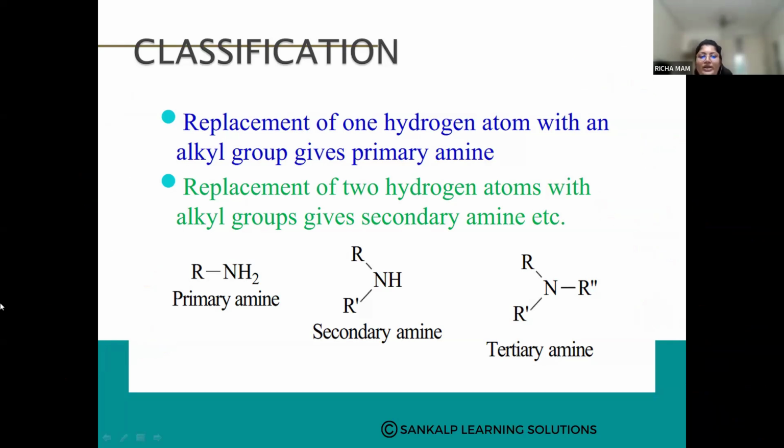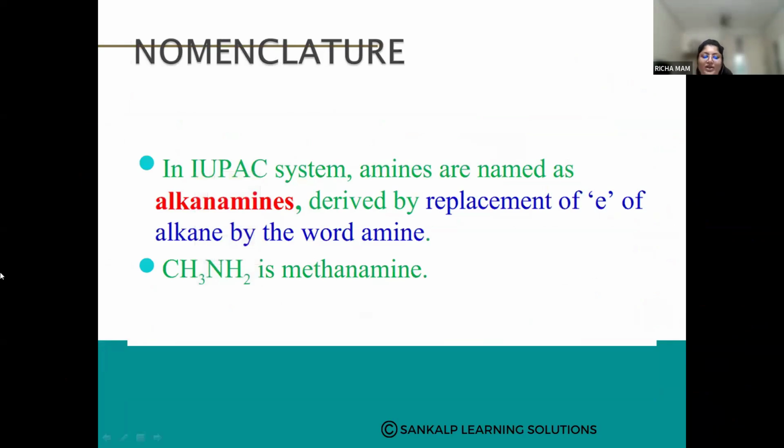Next we are going to see the nomenclature. Nomenclature means how to name these amines. In the IUPAC system, aliphatic amines are named as alkanamines. They are derived as alkanamines. In the case of aromatic amines, the simplest member is C6H5NH2.